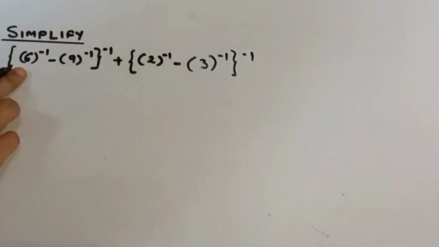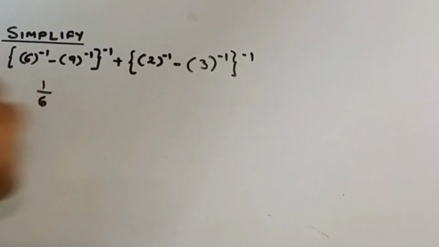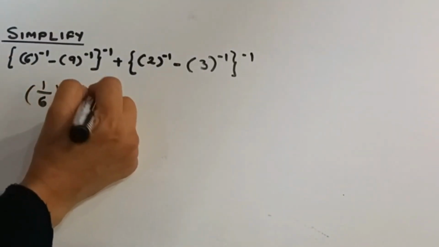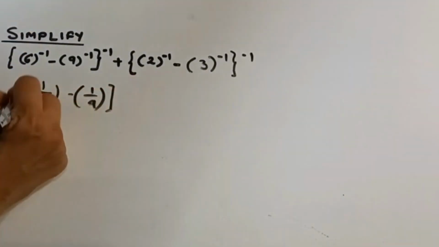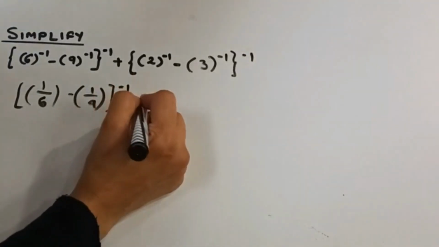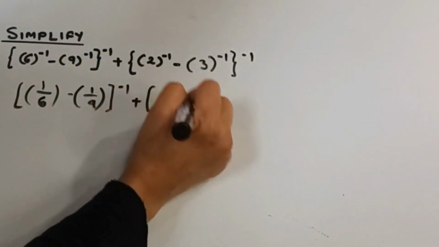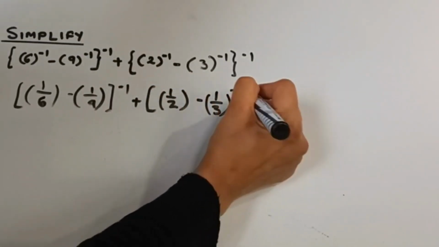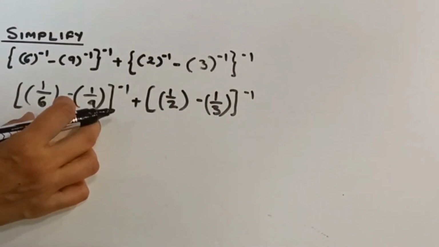This 6 raised to minus 1, what we will do, we will write it as 1 by 6. We'll take reciprocal of it, minus 1 by 9. I am taking reciprocal of it and making this power positive. This raised to minus 1 plus, similarly here also 1 by 2 minus 1 by 3, this whole raised to minus 1. Now what we will do, we will take LCM of these two.